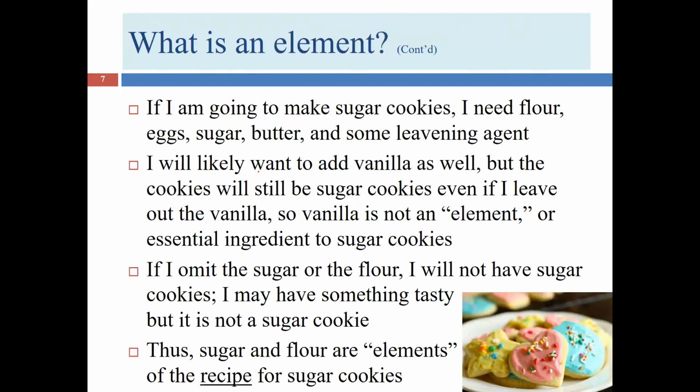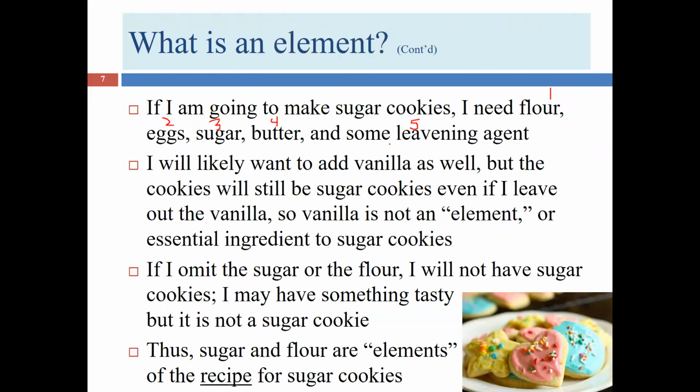Maybe I'm going to use a margarine or some other type of oil for that effect. But I'm going to need something along those lines. And I'm going to need a leavening agent. Maybe it's baking soda, maybe it's baking powder, something along those lines. I'm going to need these. And we can see here that I have 1, 2, 3, 4, 5 elements.